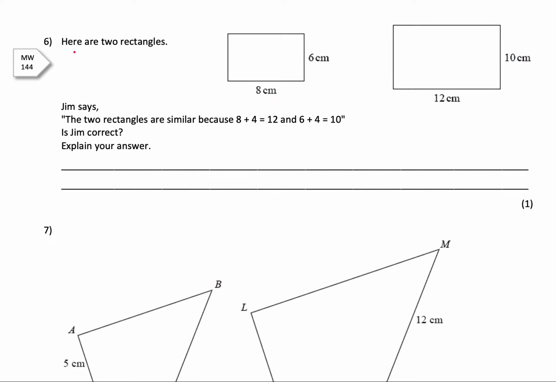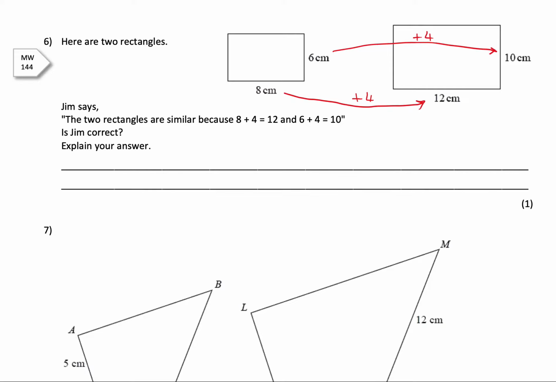Okay, on number 6 we've got two rectangles, and Jim says the two rectangles are similar because 8 plus 4 equals 12 and 6 plus 4 equals 10. So what he's doing there is he's noticed that we just have to add 4 to each of these lengths and we get the corresponding length.